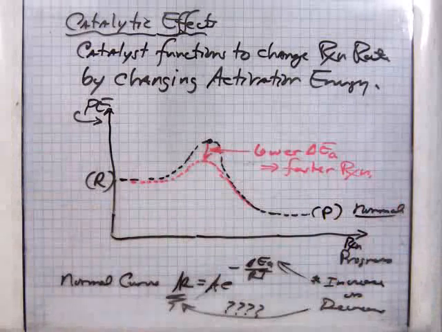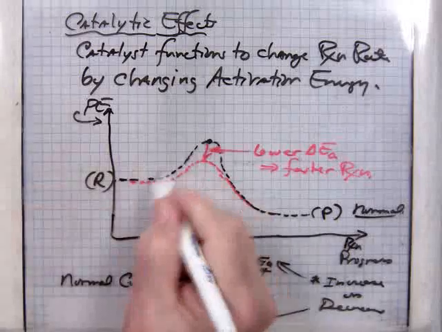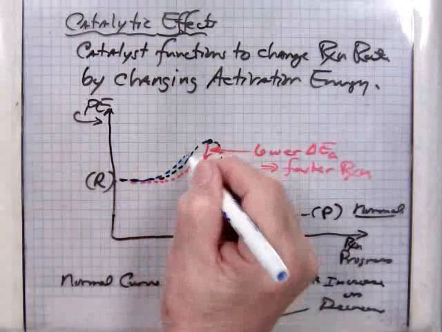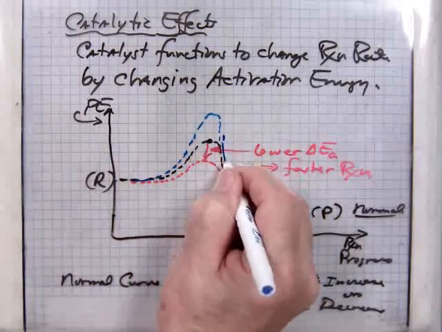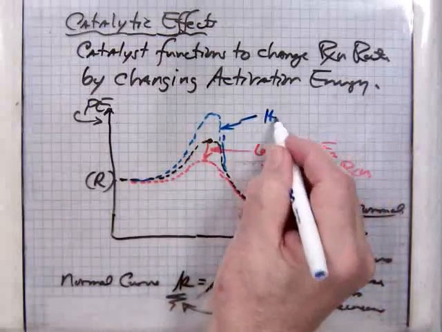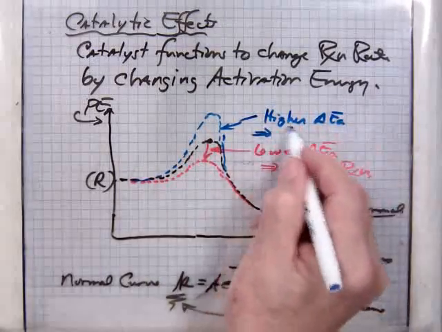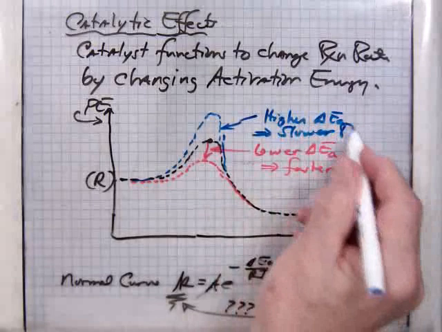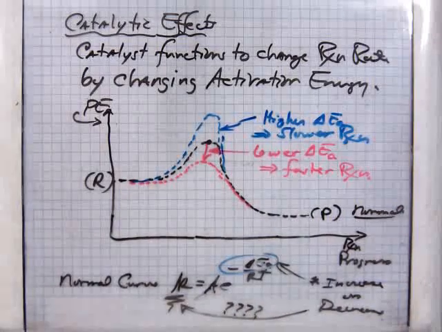Yes? Okay, so if you want a slower reaction, you want to raise that hill, and we'll just call the blue line a catalyst that functions to raise the activation energy, like this. And so the blue line is a higher delta EA, slower reaction. Well, this can be related in that expression.